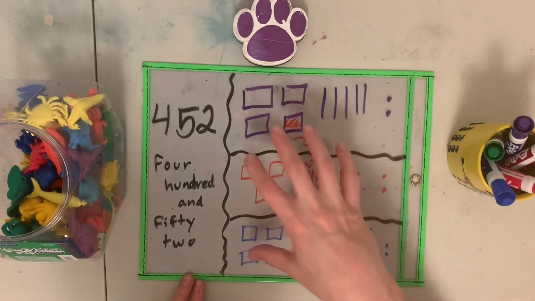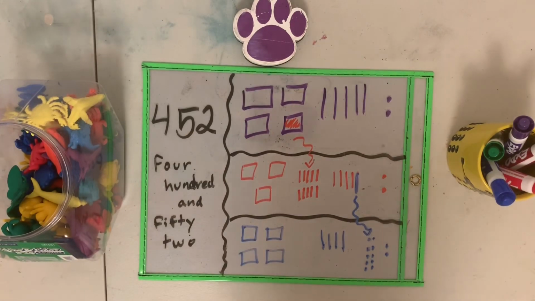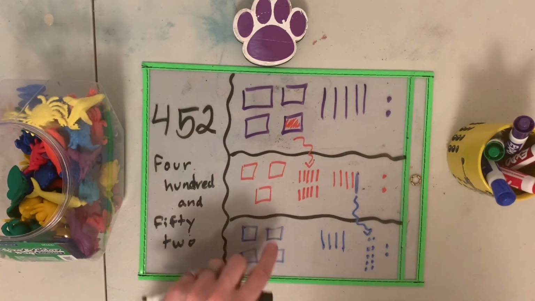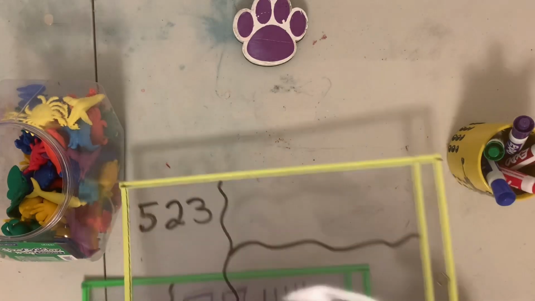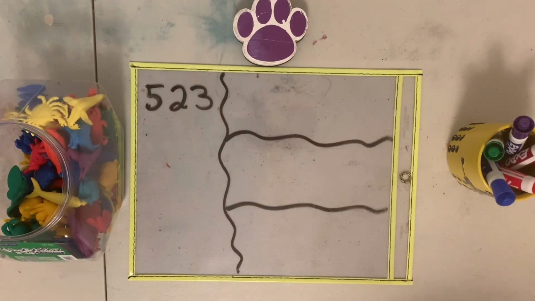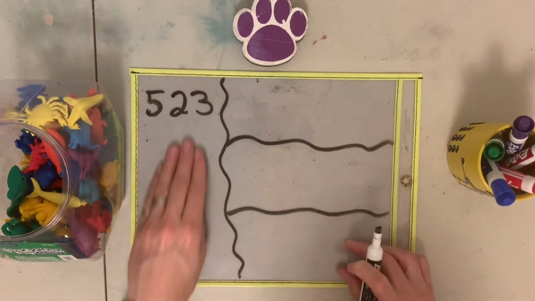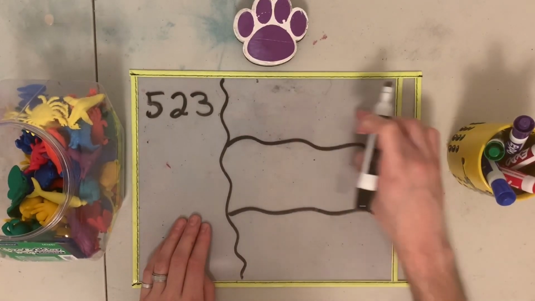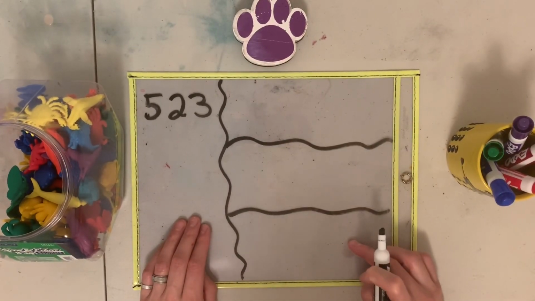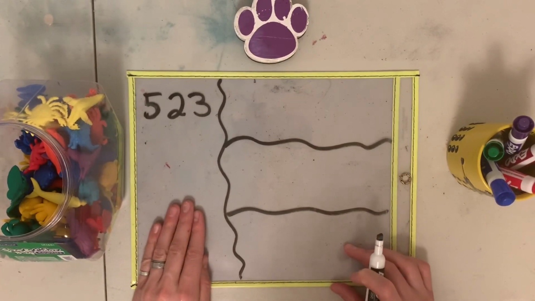But you're doing today this, but with a different number. You're going to do the same work with this number. 523. Remember, base 10 blocks and then word form. 1, 2, 3 base 10 blocks and then word form.